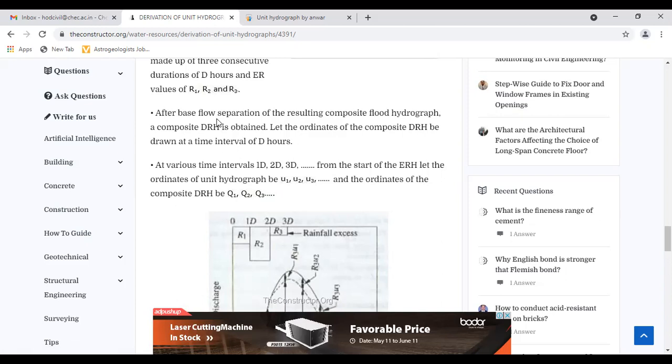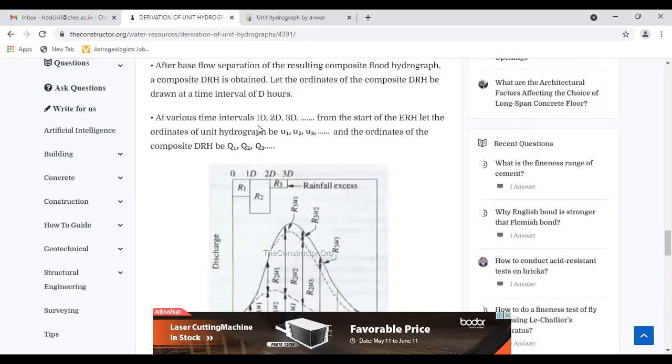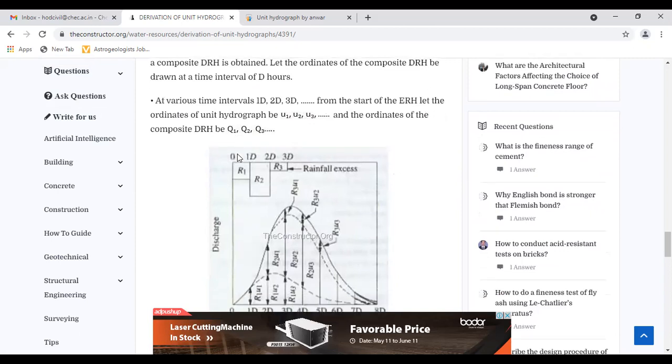After base flow separation of the resulting composite flood hydrograph, a composite direct rainfall hydrograph is obtained. Let the ordinates of the composite direct rainfall hydrograph be drawn at a time interval of D hours. At various time intervals 1D, 2D, 3D from the start of the effective rainfall hydrograph, let the ordinates of the unit hydrograph be U1, U2, U3, and the ordinates of the composite direct rainfall hydrograph be Q1, Q2, Q3.